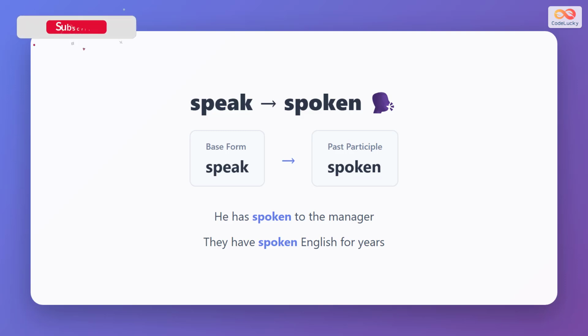Our second verb is speak. The base form is speak and the past participle is spoken. Again, we use this with have or has. For example, he has spoken to the manager. This means the conversation with the manager already happened. Another example, they have spoken English for years. This means they've been speaking English for a long time and continue to do so.